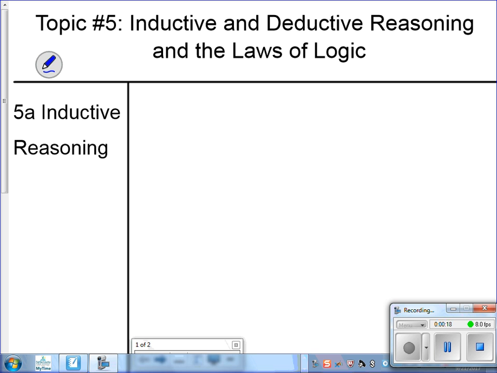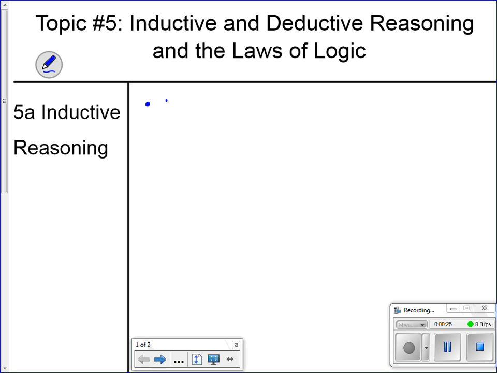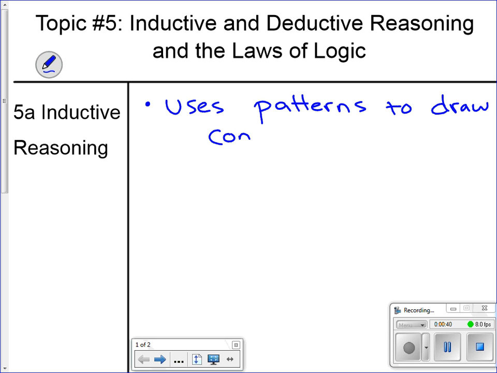First, inductive reasoning. Inductive reasoning uses patterns to draw conclusions. That's the first bullet point we're going to use. Uses patterns to draw conclusions. Now, it can be a useful way to draw conclusions and to have some reasoning behind it.